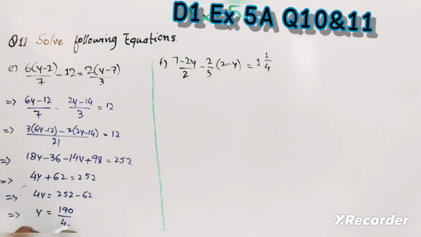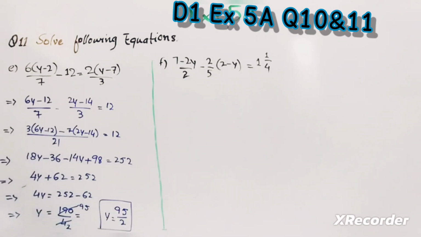upon 4, that is 2 times 2 is 4, 2 times 95 is 190, so our answer will become 95 upon 2.